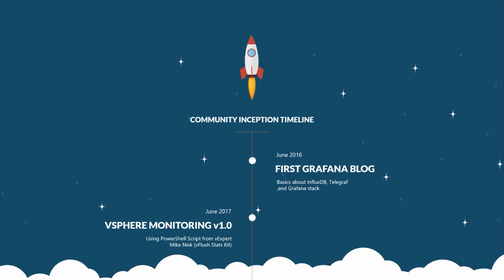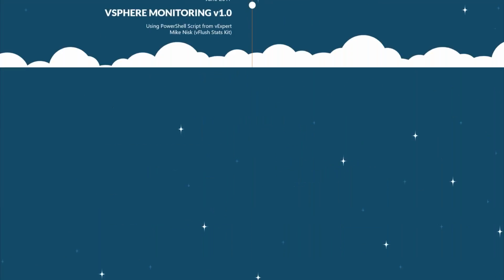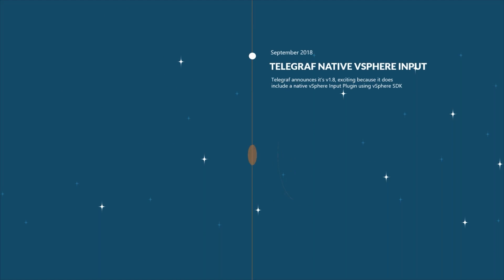Then in 2017, I did my first vSphere monitoring dashboards, using a PowerShell script from another fellow vExpert. I took his PowerShell script, and from there I was just putting everything into Grafana. It wasn't beautiful, but at least it was good for me. Telegraf, of course, received a lot of feedback that people wanted an enterprise plugin for VMware. In September 2018, Telegraf released the native vSphere input. I remember it was Telegraf version 1.8, so it was really exciting for me.